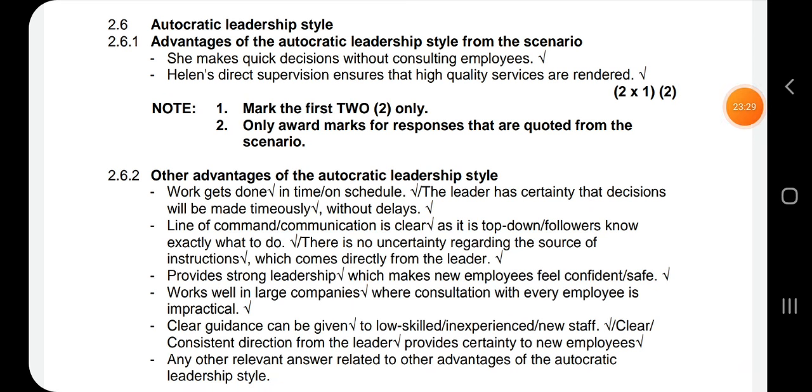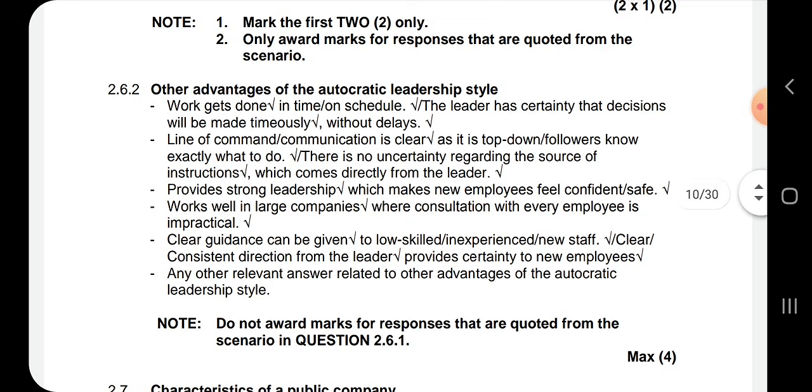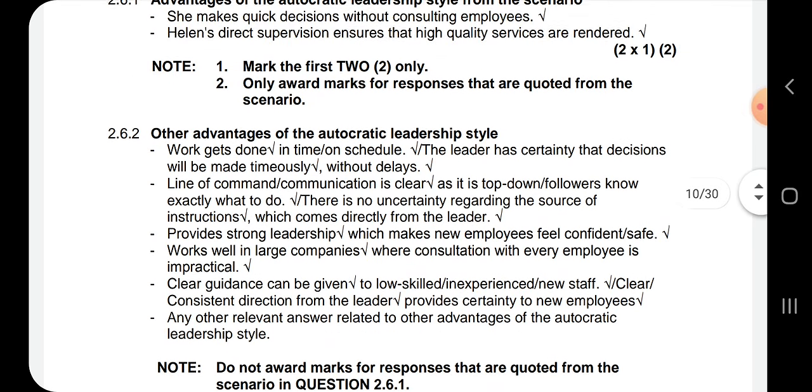So autocratic leadership: she makes quick decisions without consulting employees. So that is an advantage, that you are just able to think without having to engage anybody. Helen's direct supervision ensures that high-quality services are rendered. So she's supervising herself. So high-quality services are rendered.